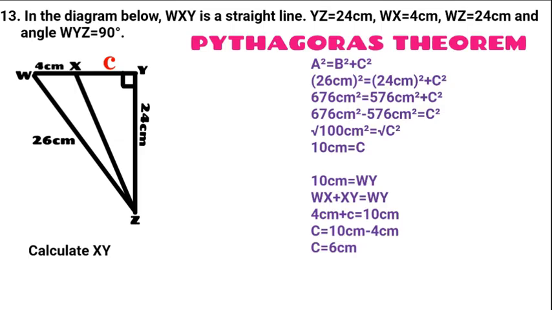Now remember I said that where it's written 24 centimeters, it is 26 centimeters. And the question should read as follows. In the diagram below, wxy is a straight line, yz is equal to 24 centimeters, yx is equal to 4 centimeters, wz is equal to 26 centimeters, and angle wyz is equal to 90 degrees. That's how the question should read. Otherwise, 6 centimeters was the correct answer that examiners were expecting from you.